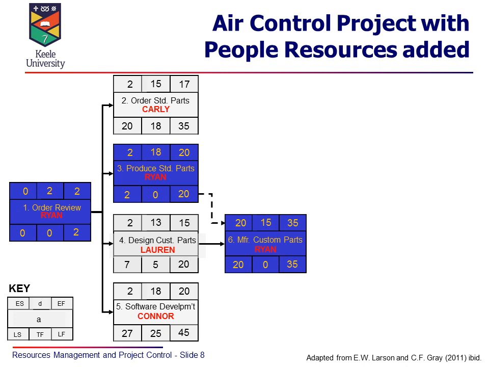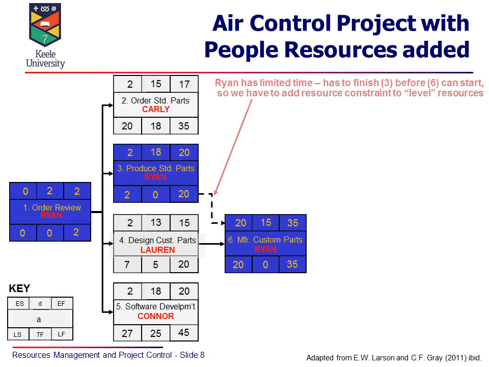Now if we go to the next stage, this is quite interesting, because when we get to manufacture custom parts, it appears that only Ryan can do this. He's the constraining resource. So for activity 6, manufacturing the custom part, only Ryan can do that. Now in the first diagram that we saw, the earliest start time was 15 for that activity, but we need to add in this particular dotted line. That is actually a resource constraint in the project, and so this just shows the added level of complexity.